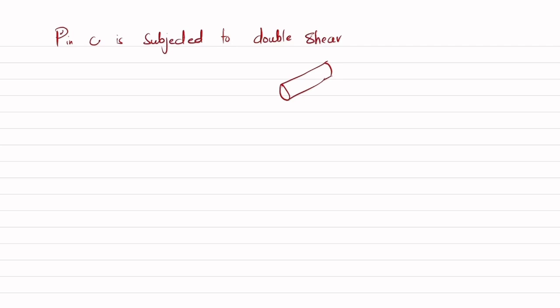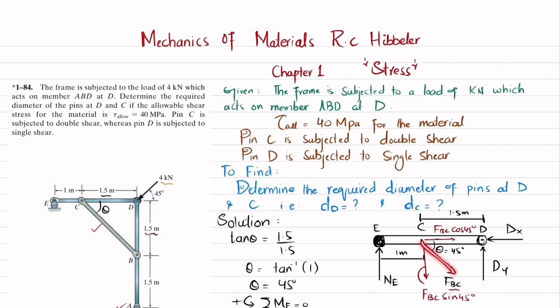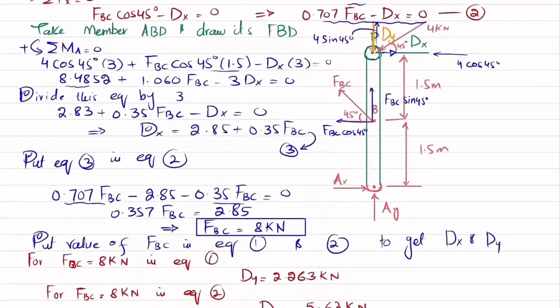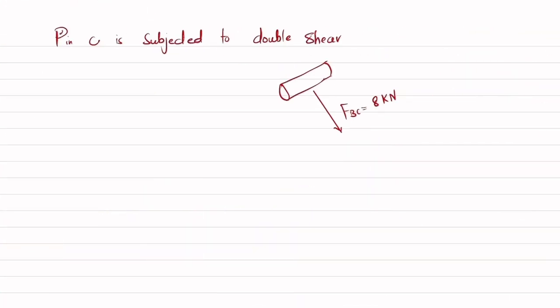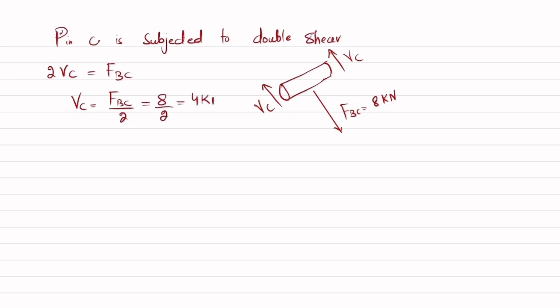So first I will write, it is given that pin C is subjected to double shear. So if I draw this pin like this, clear? So this FBC was like this. This is FBC, which is 8 kilonewton. So for double shear, the shearing will be like this, VC and VC. It is given this is double shear, so 2 times VC is equal to FBC, clear? So this shear force, single shear, will be equal to FBC divided by 2. So 8 divided by 2 will give you 4 kilonewton, clear?